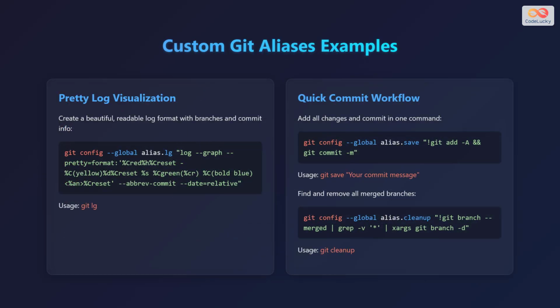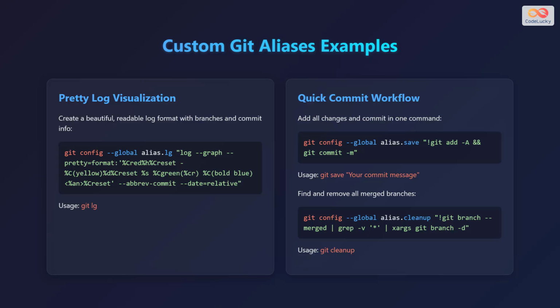Here are some examples of custom Git aliases you can create. For pretty log visualization, use git config --global alias.lg with a log --graph --pretty=format string that colors the hash, decoration, subject and author, with --abbrev-commit and --date=relative. This will create a beautiful, readable log format with branches and commit info, and you can use it by typing git lg.